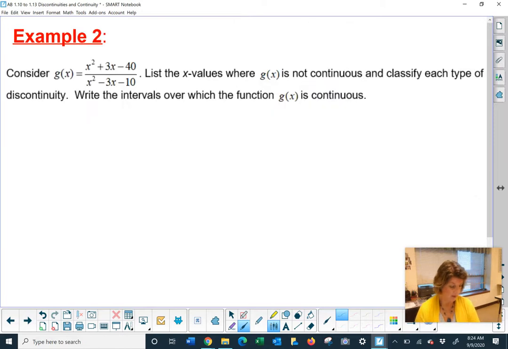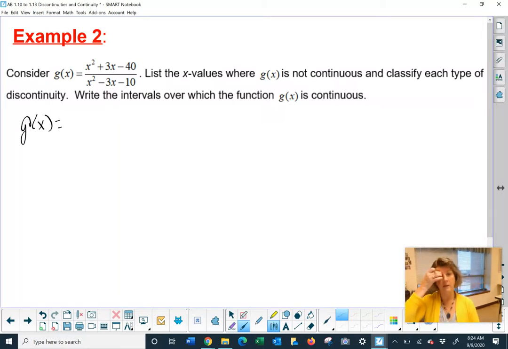Easy. Example 2, consider the graph of g of x. List the x values where g of x is not continuous and classify each type of discontinuity. Write the intervals over which the function is continuous. All right, let's get a deeper insight on g of x.